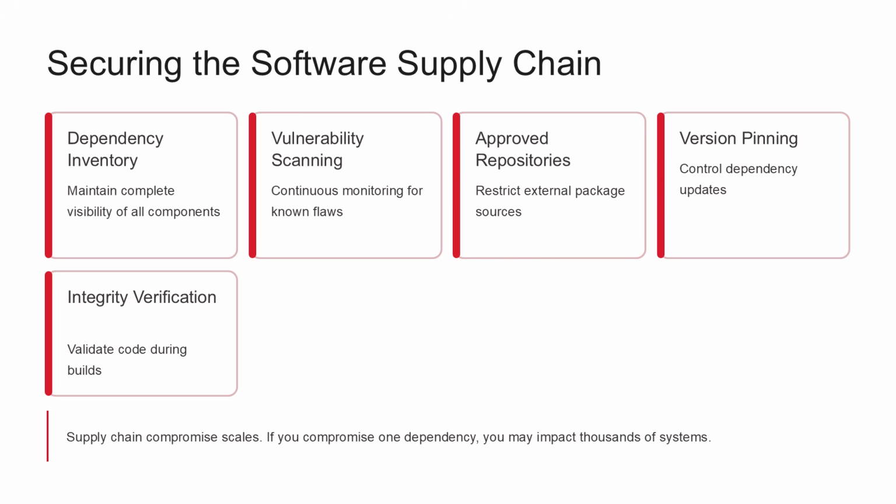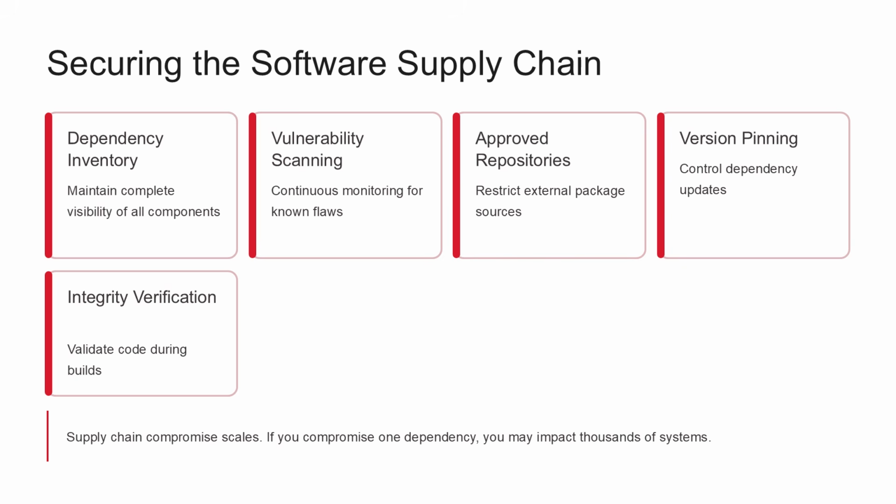Modern applications depend heavily on open source components. Each dependency introduces potential risk. You must design supply chain security controls that address dependency inventory, vulnerability scanning, approved repository usage, version pinning, code integrity verification.